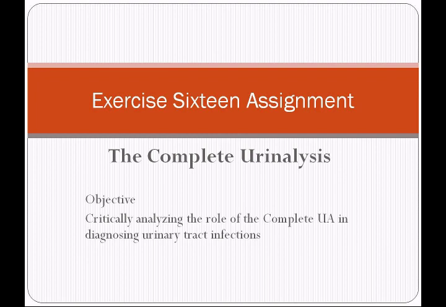Exercise 16 is your last lab assignment. Here you are going to look at a complete urinalysis, and the objective is to critically analyze the role of the complete urinalysis in diagnosing urinary tract infections. Urine is the most commonly analyzed body fluid in the lab, and it can give us great clues as to a person's health and well-being.